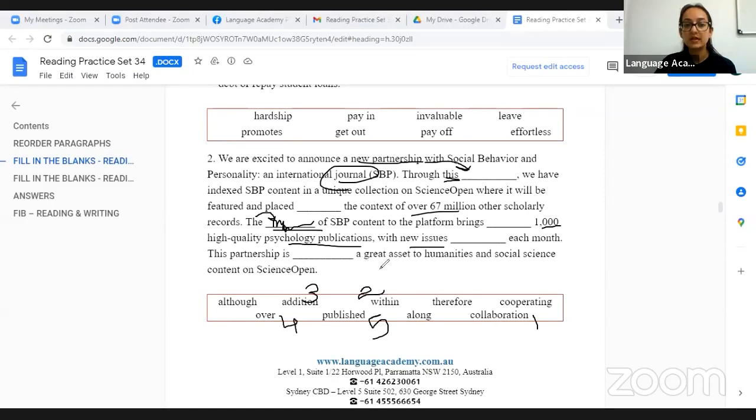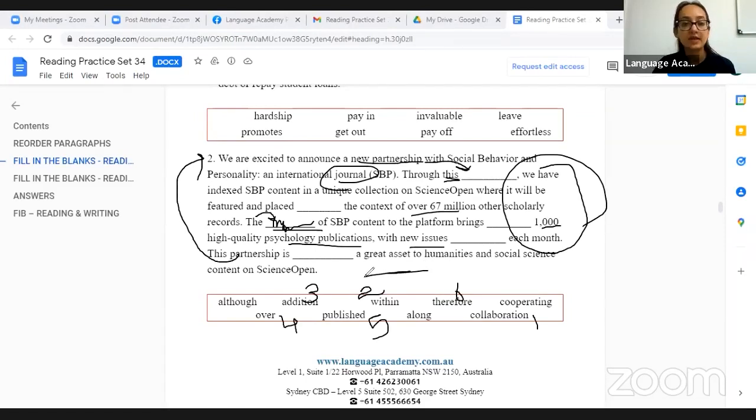This partnership is a great asset to humanities and social science content on Science Open. The sentence is absolutely complete. We can either look for a connector because there's no need of an adverb or adjective. So we'll say this partnership is therefore, because we are winding up, we are referring back to the partnership from where we started the topic. And in the end, now we are winding up the overall crux of this partnership. So we'll say this partnership is therefore a great asset. That because of all these reasons, it is a great asset. So that is how we conclude the topics with thus or therefore at the end. And in these writing styles, thus and therefore can come without a comma, in the third or fourth place of the sentence, when you conclude with thus and therefore in between.